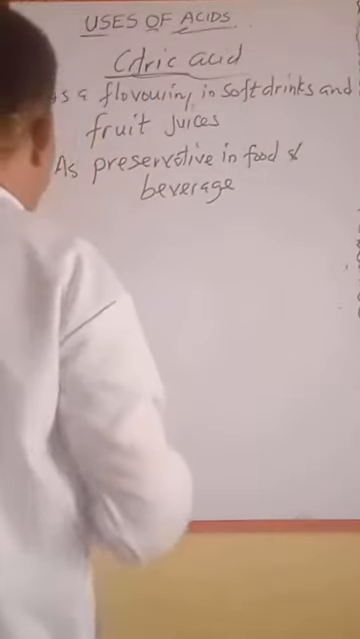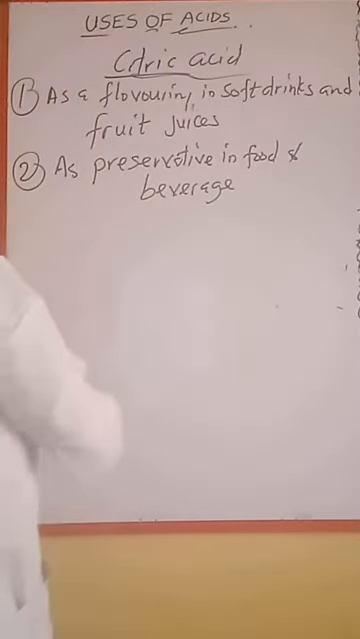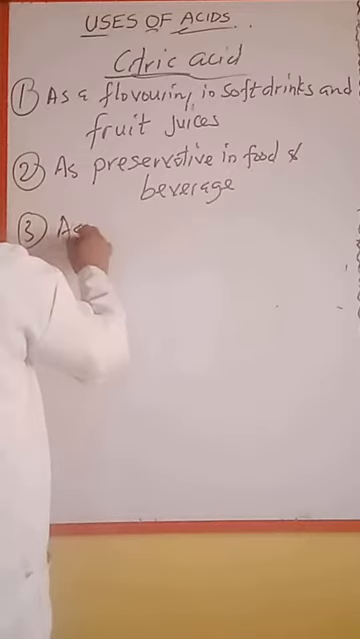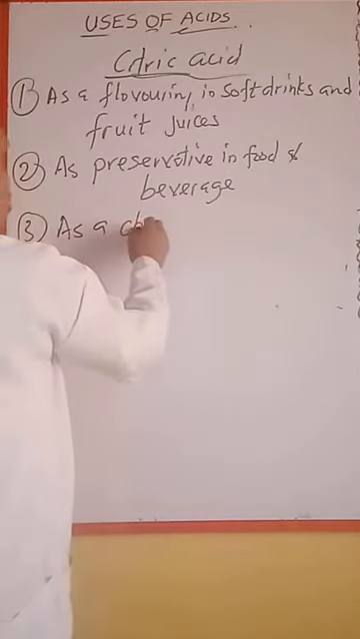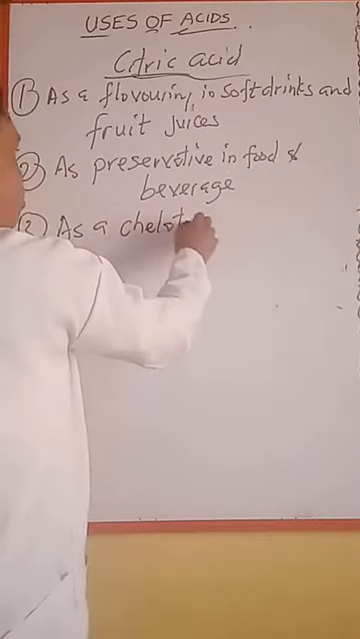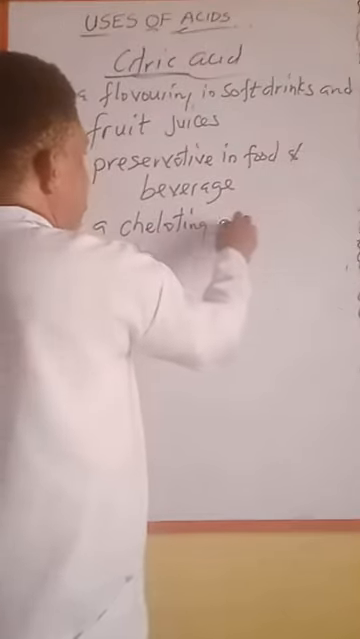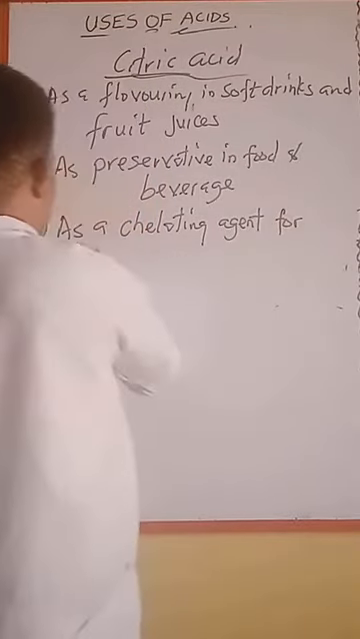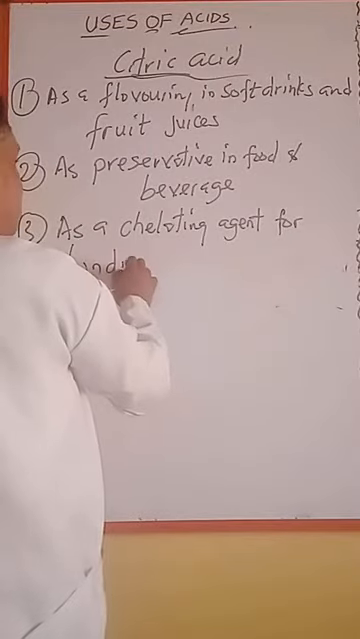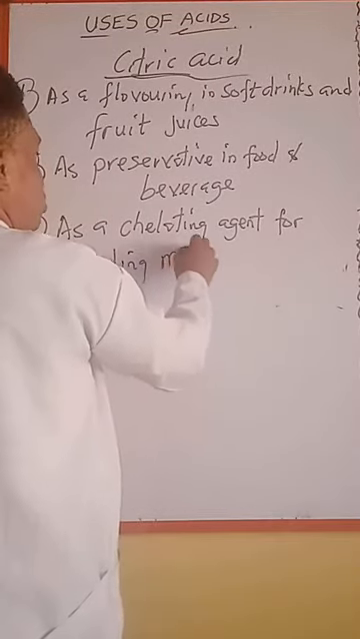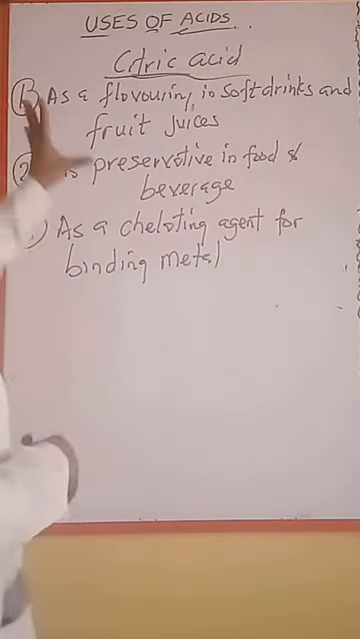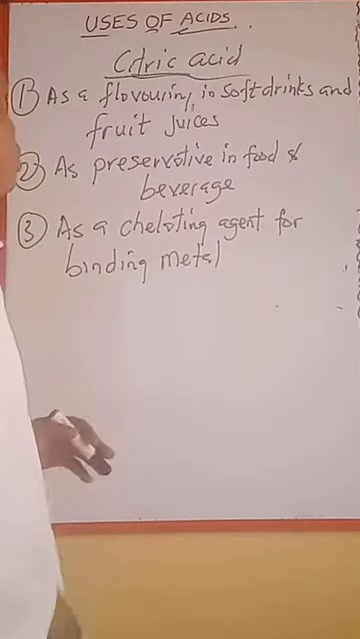Also, it can be used as a chelating agent for binding metals, and this process will result in the formation of complexes. So these are some of the uses of citric acid.